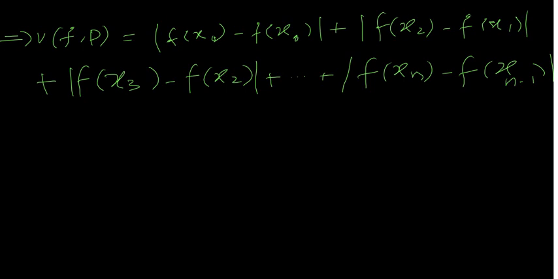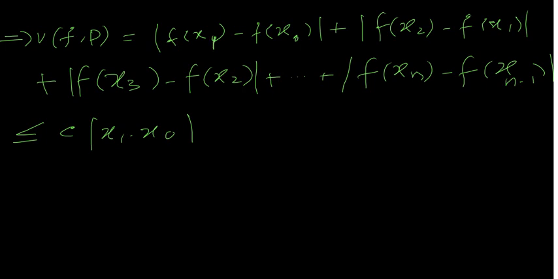Okay, now this one, mod of f of x1 minus f of x naught, is less or equal to c times mod of x1 minus x naught, because mod of f of u minus f of v is less or equal to c times mod of u minus v for all u, v belonging to the interval. These x naught, x1, x2, and so on up to xn are all in the interval [a, b], so this inequality holds here.